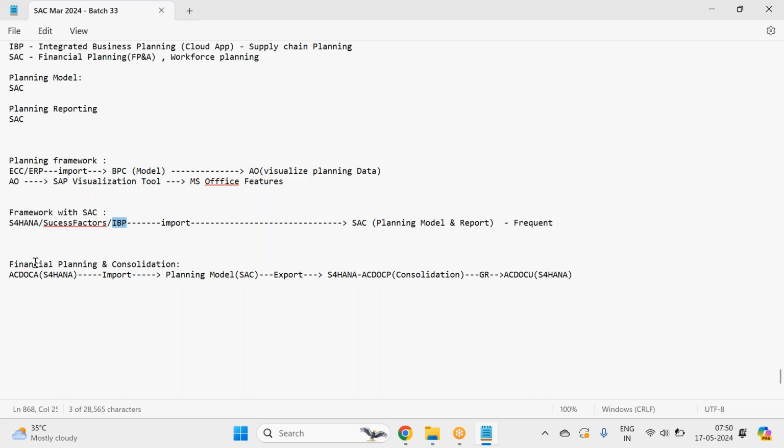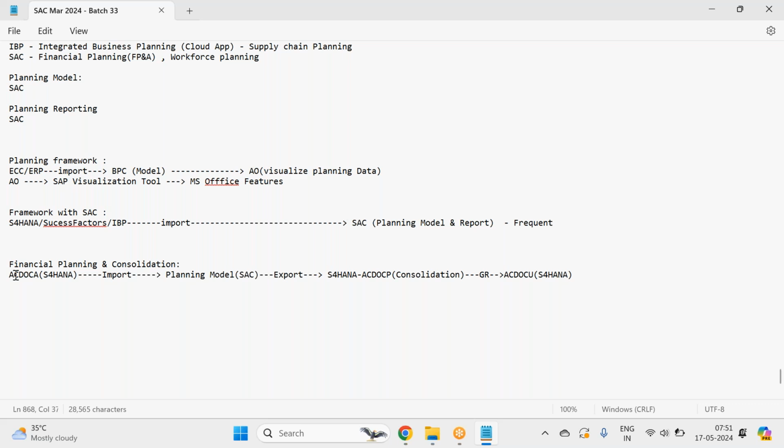Okay, so as I clearly mentioned, how financial planning and consolidation happen, I told you this, right? From the ACDOCA table. AC stands for accounting, DOC stands for document, A stands for actuals. Okay, so this is a central finance table in the S4HANA system which contains all your actuals, all your transactions, all your financial transaction data, stored in a single cluster table. Okay, so from this table, we actually get the data into SAC to do all the planning, modeling, planning reporting, everything.